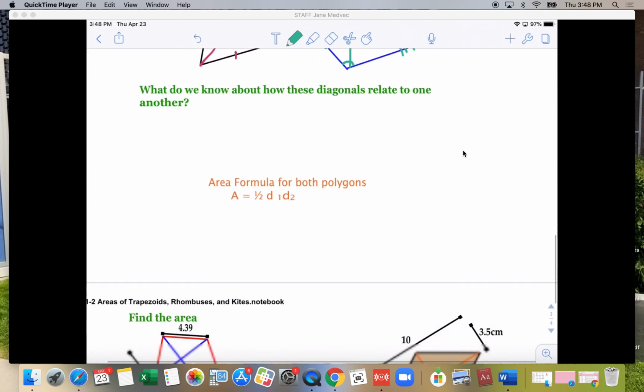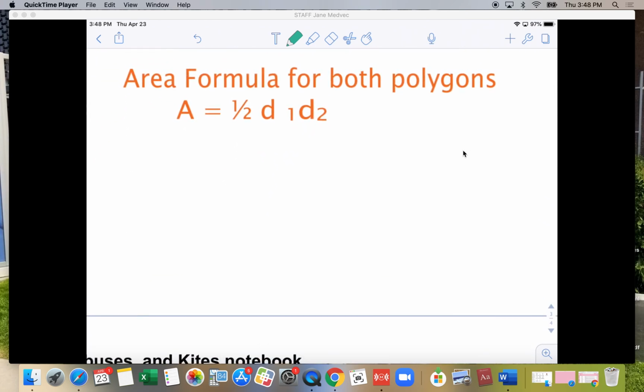Okay, so let's go ahead and go down, and the area for both of them is area equals 1/2 D1 D2. The D stands for diagonals.